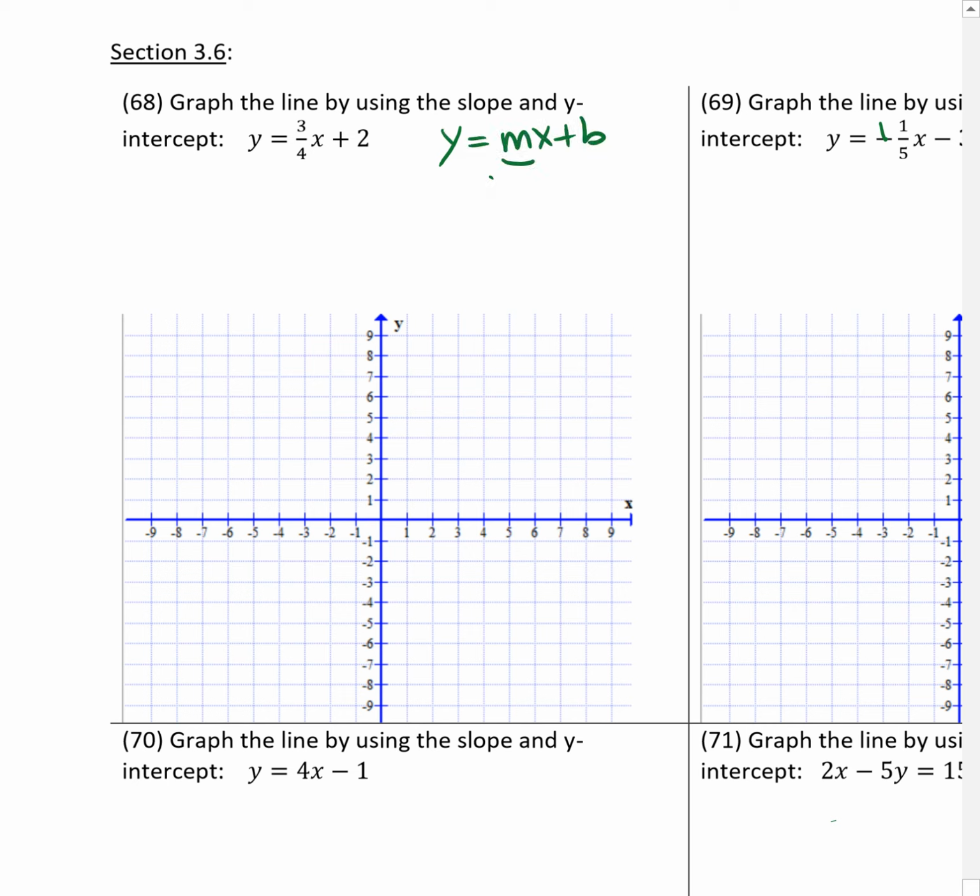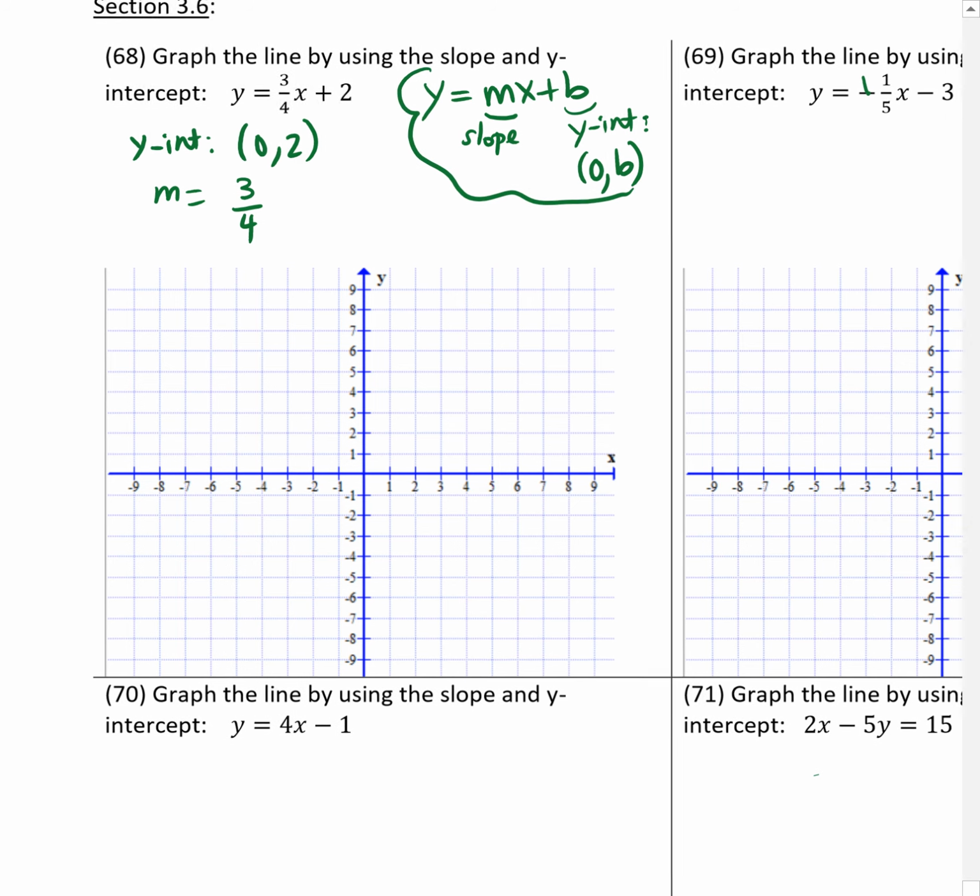So remember, the slope is sitting right in front of x, the coefficient of x, and then this y-intercept, well, at least the y value of the y-intercept, it's 0 comma, whatever the number adding or subtracting at the end is. So that means here our y-intercept is 0 comma 2, and our slope must be the coefficient of x, which is 3/4.